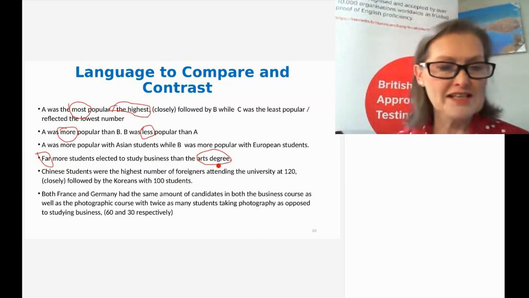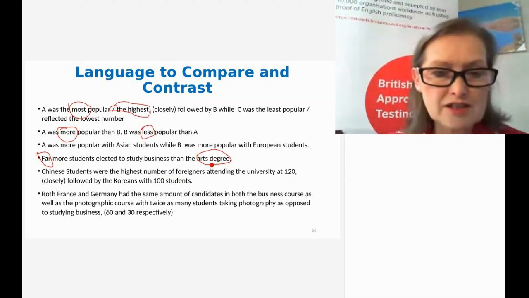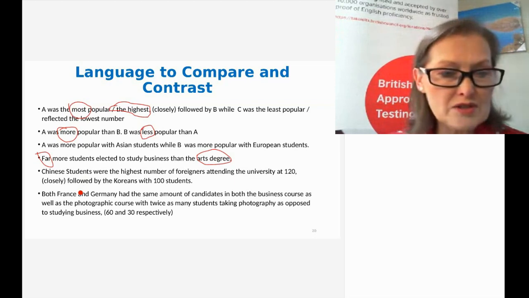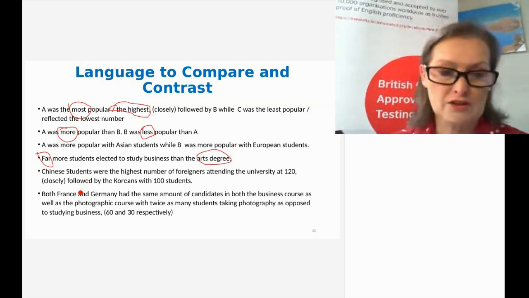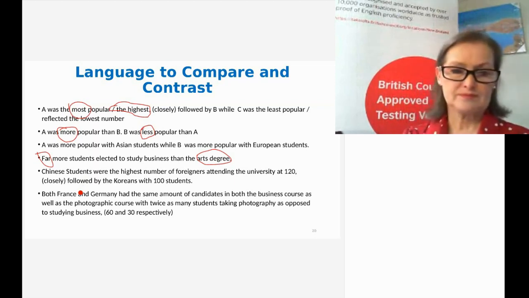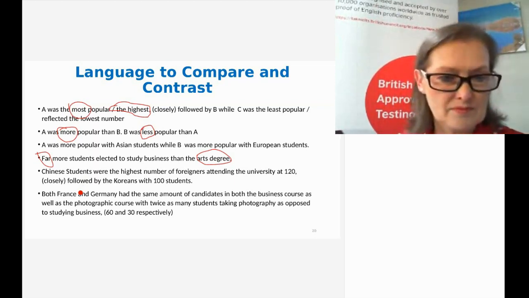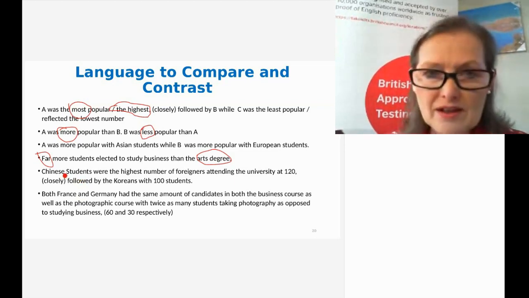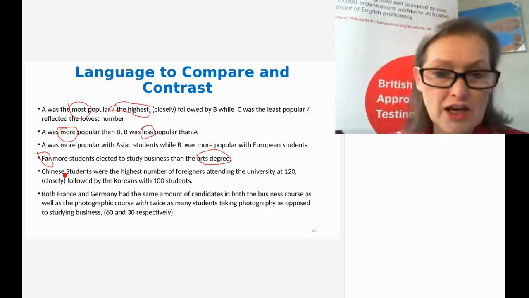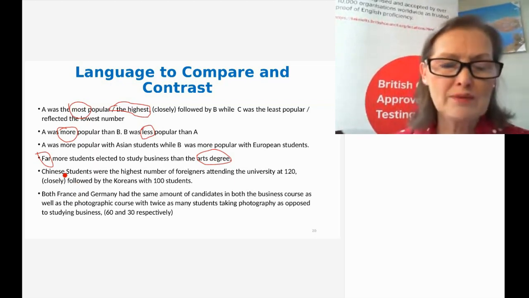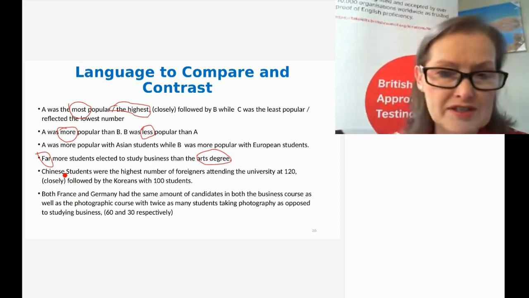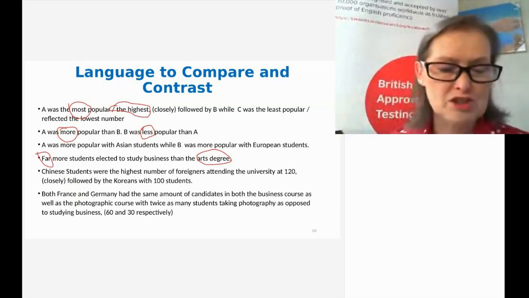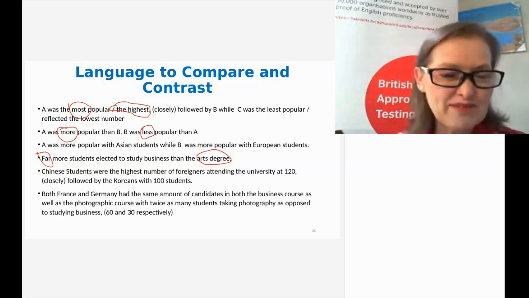Have a look at the next sentence. Chinese students were the highest number of foreigners attending the university at 120, closely followed by the Koreans with 100 students. So this is quite tricky. Language of comparatives is quite tricky to actually write accurately. And what I would suggest you do is have a look at a good number of model answers. I'm planning to actually put together a complete grammar lesson on it because it's really too much to include in 40 minutes.